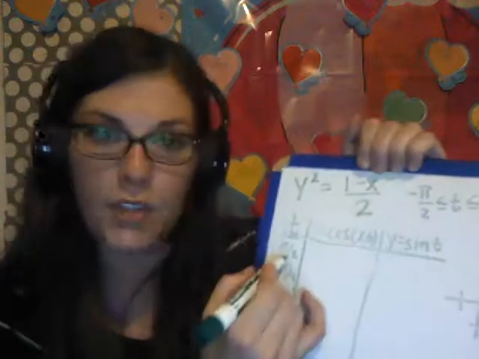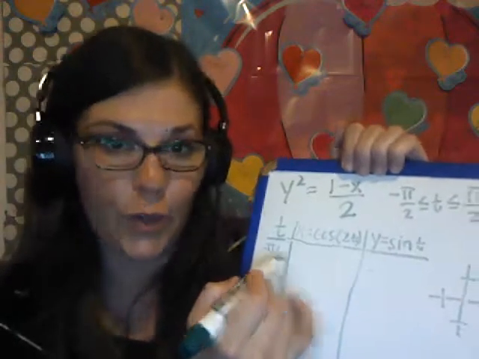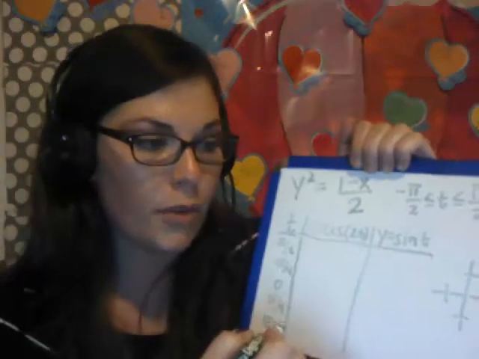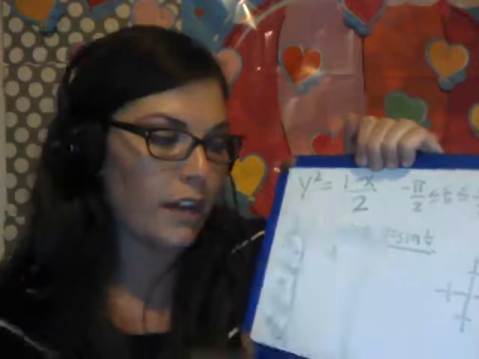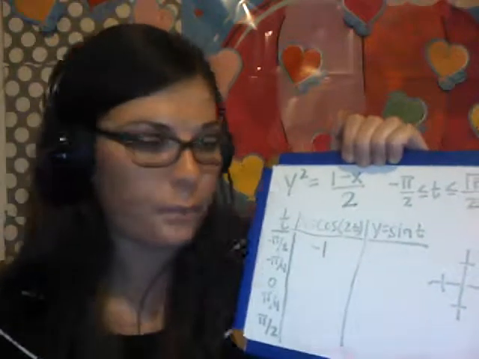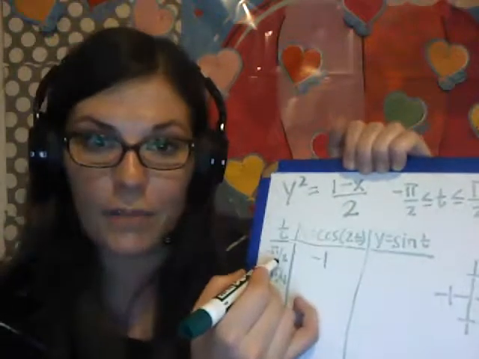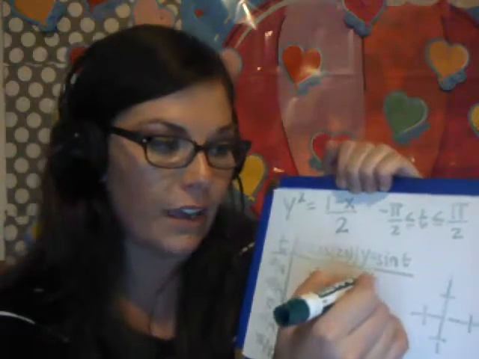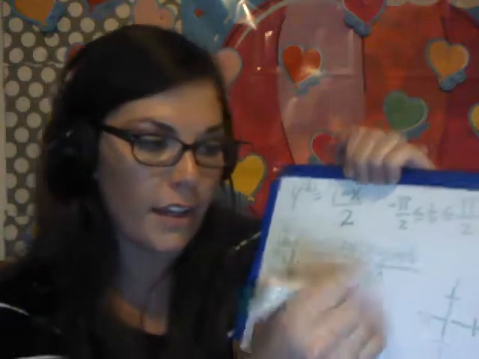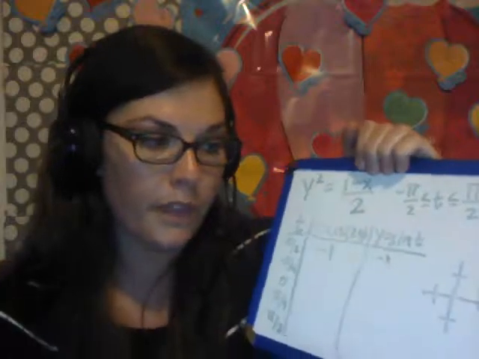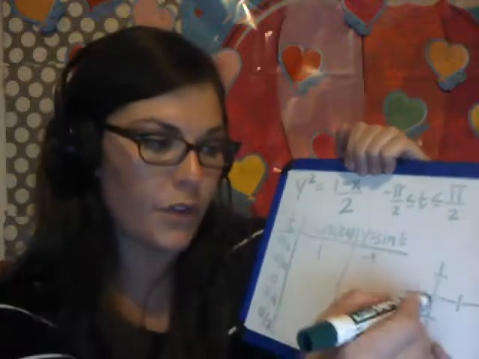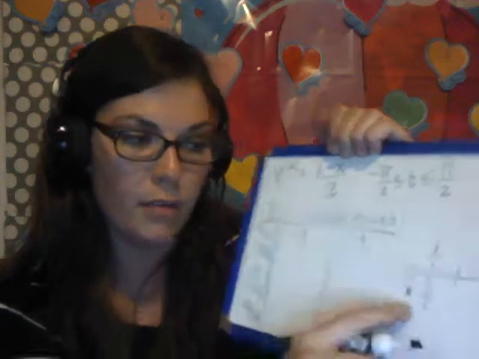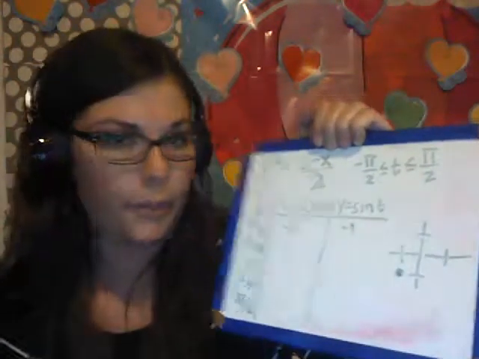If I substitute negative pi over 2 into cosine 2t, I get negative 1 as that value. If I substitute negative pi over 2 into my sine function, I get negative 1 as my y-coordinate. And I'm going to plot these as I go. So if I plot negative 1, negative 1, my coordinate is going to be here.